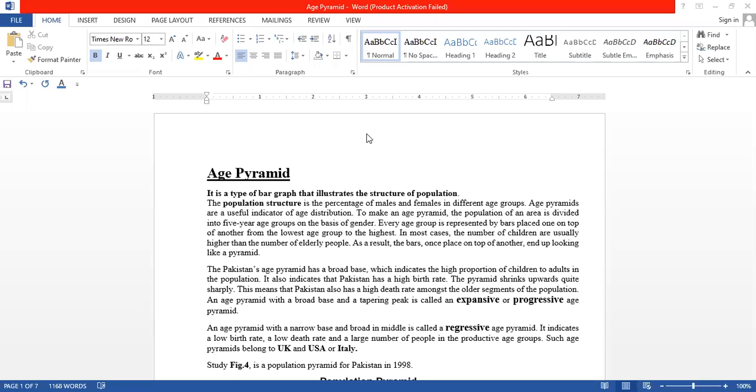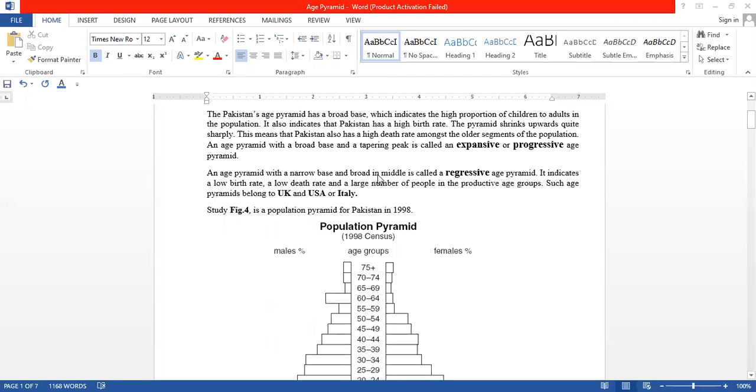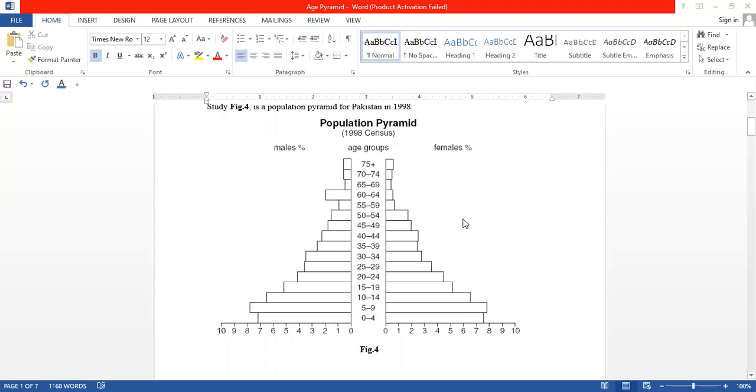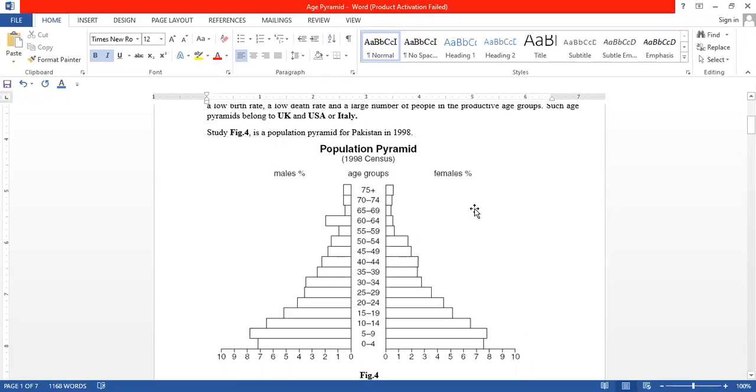Again, I'm going to repeat. An age pyramid is a type of bar graph that illustrates the structure of population. So please watch this picture. This is an age pyramid. The definition of structure of population is that the percentage of males and females is given. The percentage of males and females is called the structure of population.